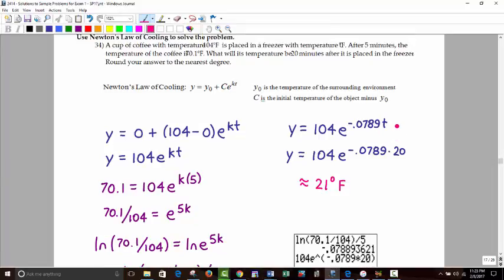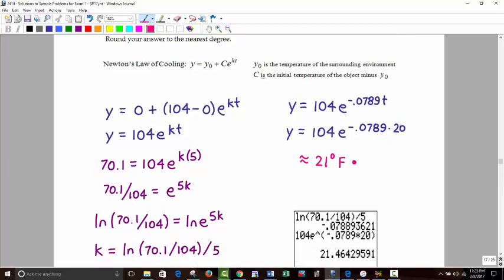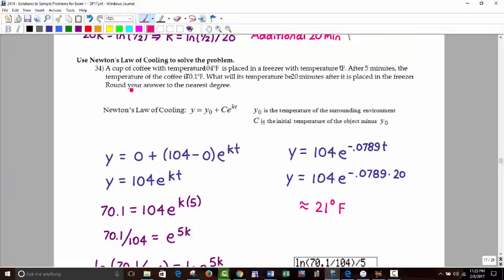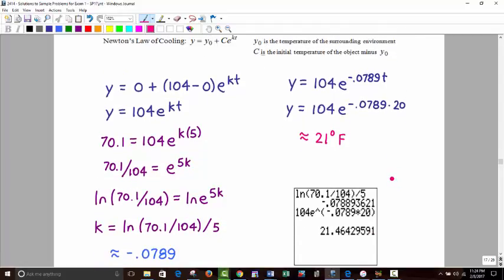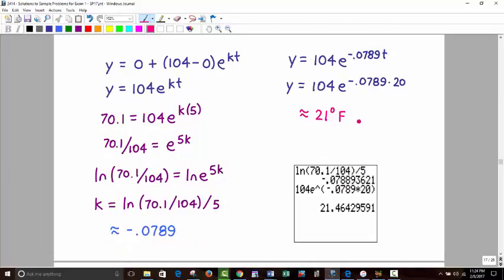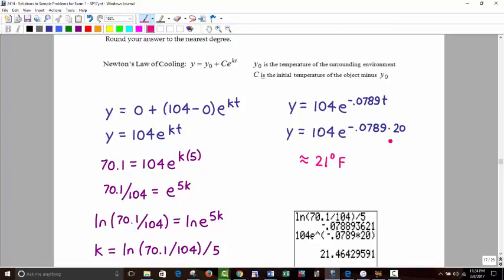Then it asks, what will the temperature be 20 minutes after it's placed in the freezer? This one's not asking additional time or anything. It's just asking what the new temperature will be. So you put 20 in there, and it says to the nearest degree. On a test, I would specify if I wanted a whole number or decimal. But rounded, you see from the calculator, it would be 21 degrees. So in 20 minutes, it's already below freezing.